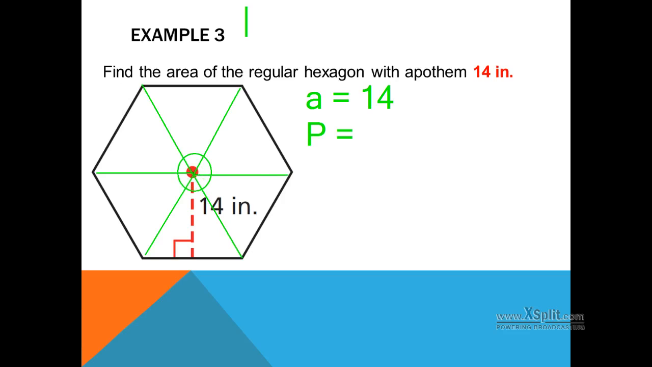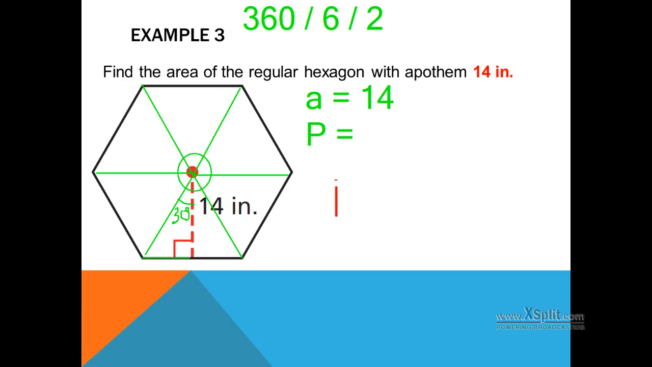So I'm going to do 360 divided by 6 pieces, and then I'm going to divide that by 2. 360 divided by 6 would give us 60, divided by 2 would give us 30. We know that this angle on the inside here is going to be a 30-degree angle. We need to find this distance on the bottom. We don't know it yet. We could find half the distance.